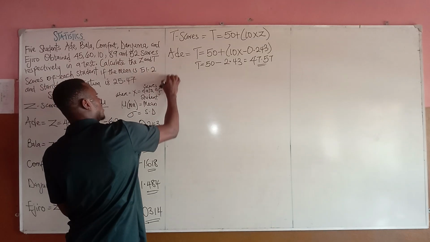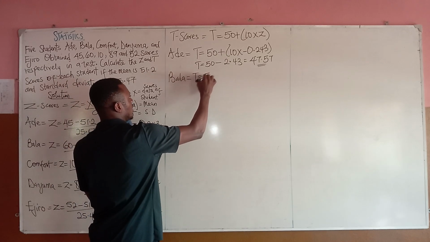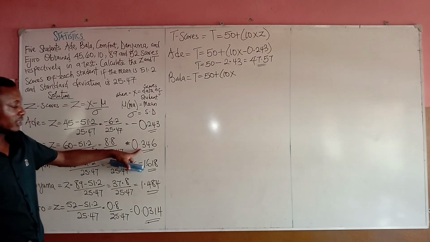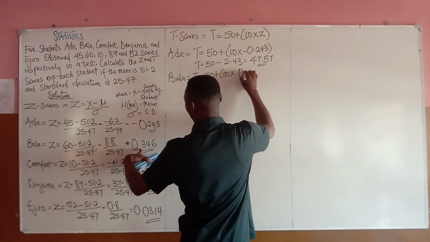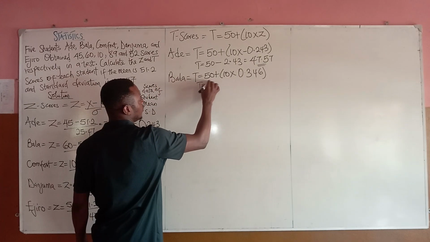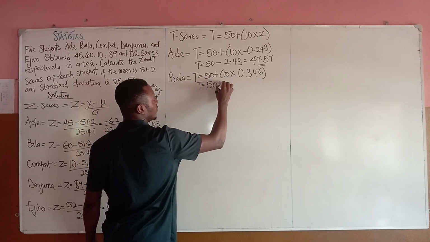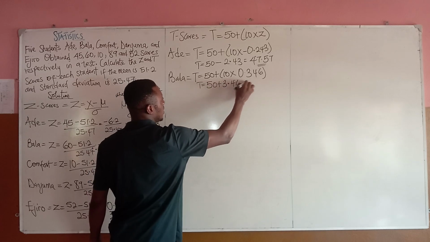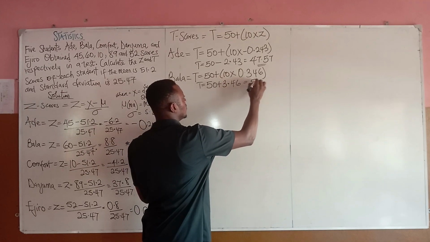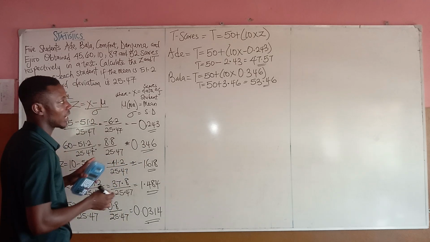The second student is Bala. So Bala's T equals 50 plus open bracket 10 multiplied by Bala's Z score. Bala's Z score is 0.346. Now multiply this by 10, so it is 50 plus 10 multiplied by this. Move your decimal place this way, it will give you 3.46. Now add: 3 is a whole number, added to 50 is 53. So this will give me 53.46 as my T score. You can work that out with your calculator.